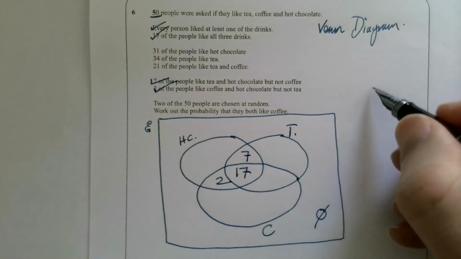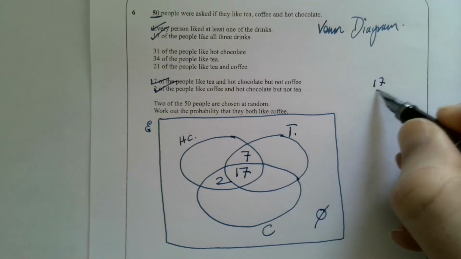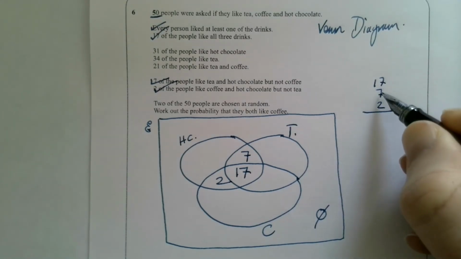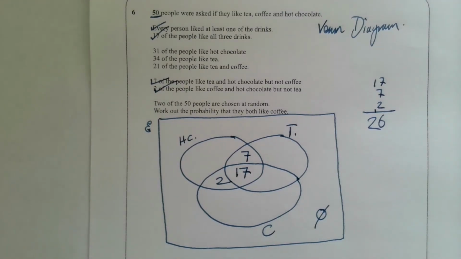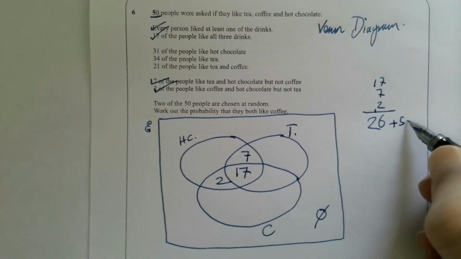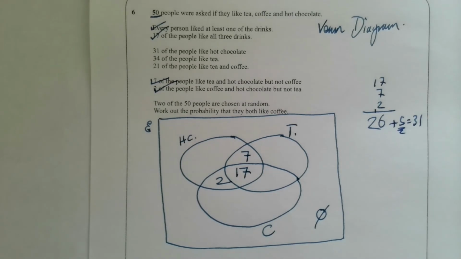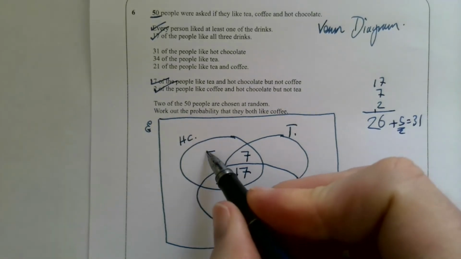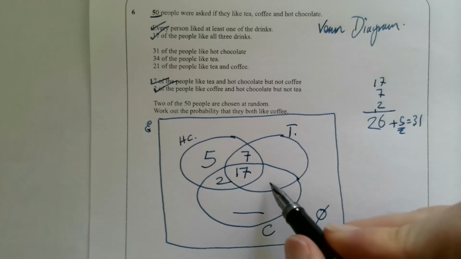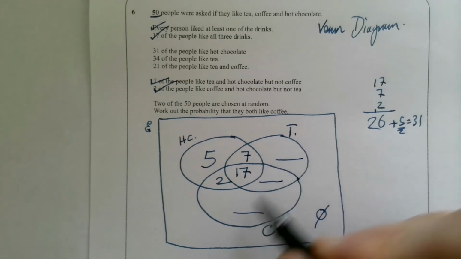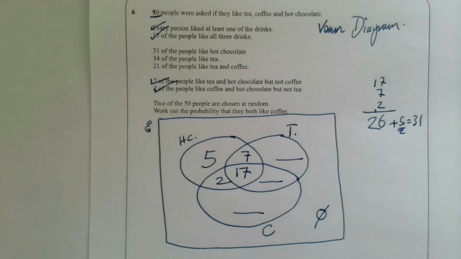So if I add these together, 7, 17 and 2, I get 9, 16, 26, I reckon. And 26 plus 5 is 31. So there must be 5 who only like hot chocolate. Now, what we have got left is 3 spaces to put things into. There's 2 unknowns on each one, so we're going to have to think carefully about this.